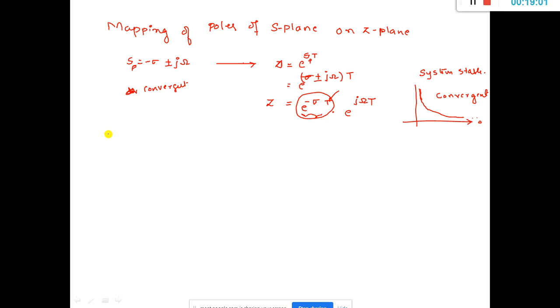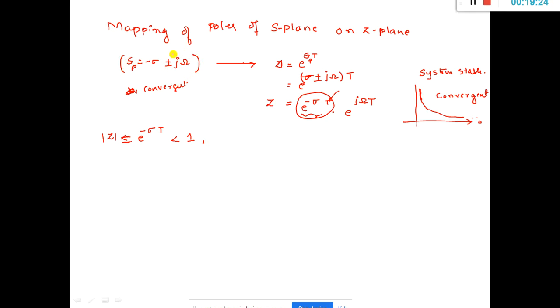Now the point is, the mod of z is equal to e to the power of minus sigma t, so therefore it has to be less than 1. So we can conclude that the s plane is on the left hand side.